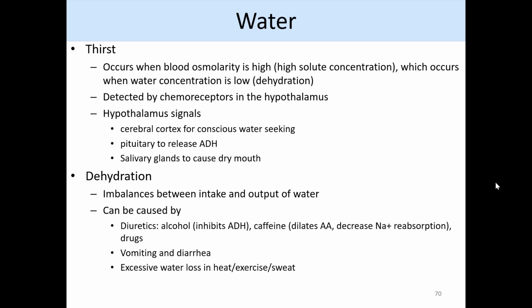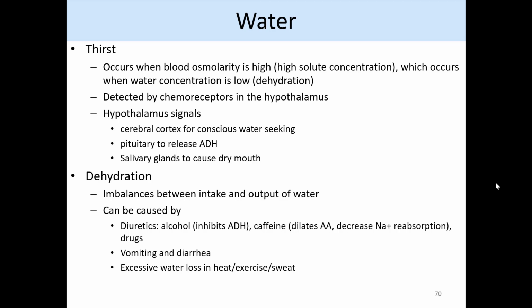Thirst occurs when blood osmolarity is high, meaning there's a high solute concentration in the blood. And this typically occurs when the water concentration is low. A lot of times it's not the solute concentration itself that's changing. It's the water concentration that's changing. And if the water concentration gets lower, it effectively causes the solute concentration to become higher.